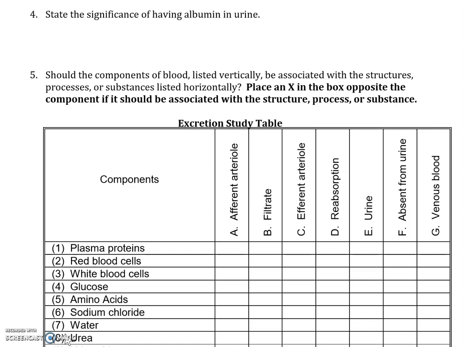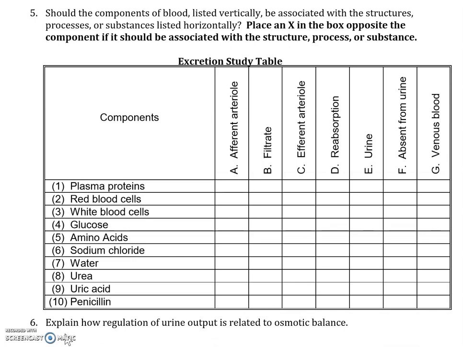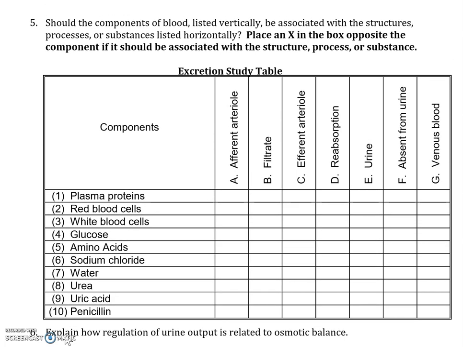And also, if somebody has edema, another place to look for would be the liver, because the liver makes the albumin. Anyway, so let's take a look at this excretion study table. And you're supposed to decide here whether it's normal to find the various components at the various places. And so let's go through some of these here together.